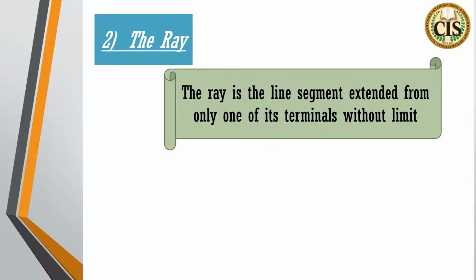Number 2, the ray. The ray is a line segment extended from only one of its terminals without limit. We studied before a ray has a starting point and it has no ending point, and the symbol of this is on the top of the starting point, and any other point on the ray is used to denote the ray.